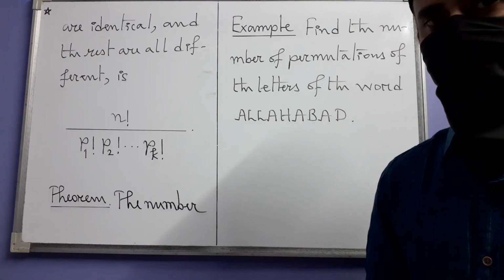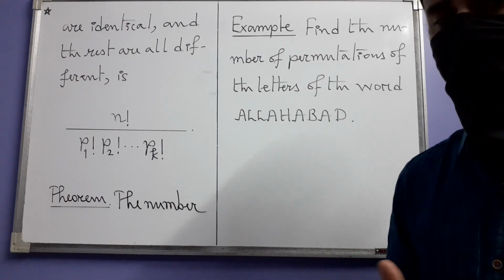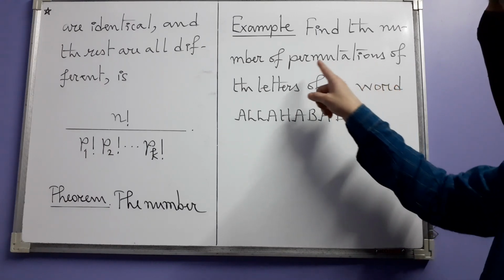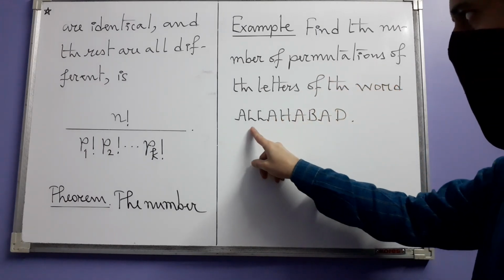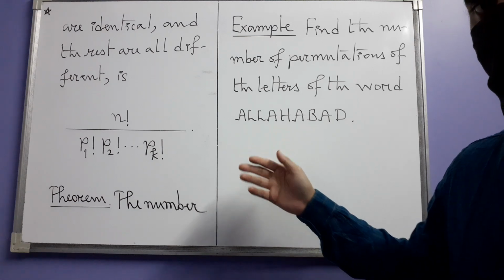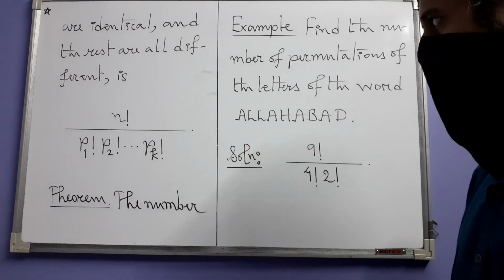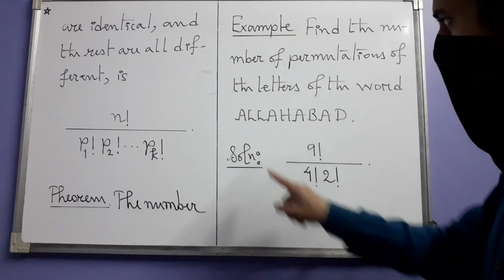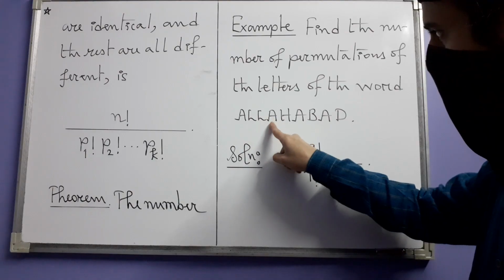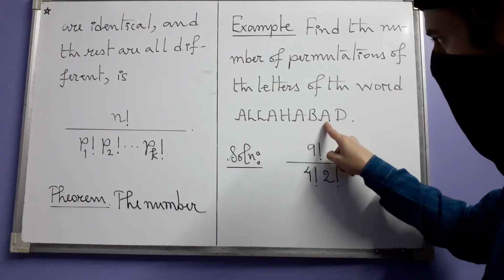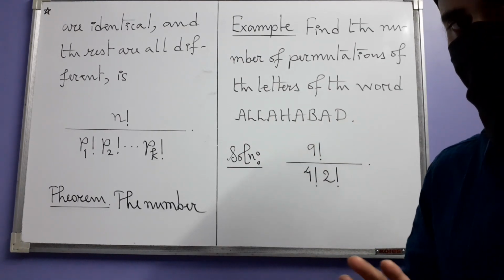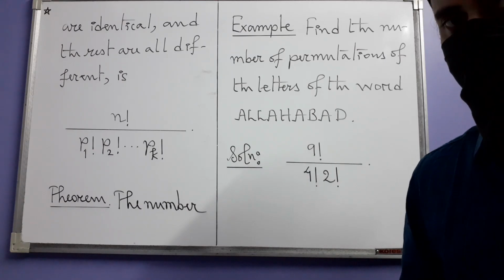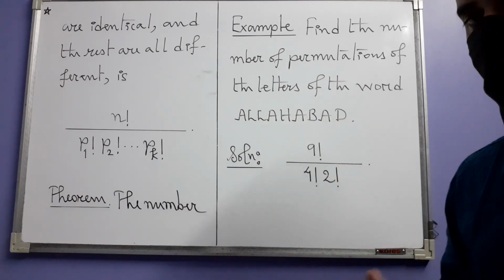So now that you know how to calculate the number of permutations of objects which are not all distinct, let's consider this example. Here we have to find the number of permutations of the letters of the word Allahabad. So you can see that many letters are repeated. You have to first of all see how many letters there are in total. 1, 2, 3, 4, 5, 6, 7, 8, 9, not taking into account repetitions. So you write 9 factorial. But that's of course not the answer because these are not all distinct.